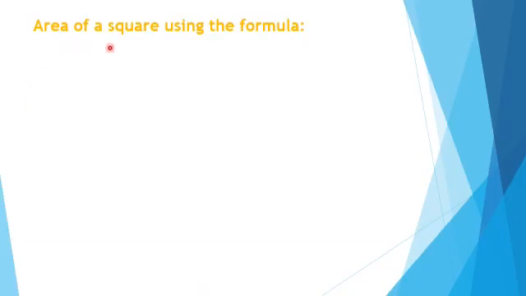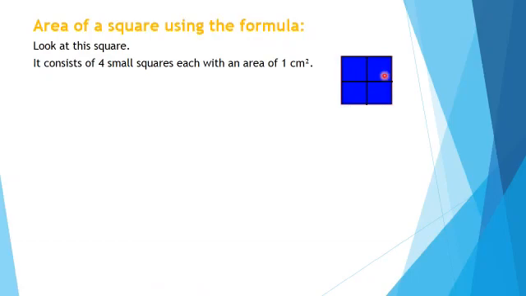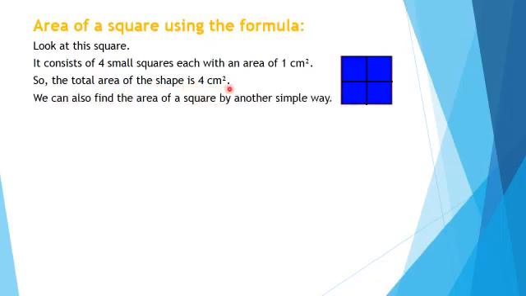Now area of a square using the formula. Look at this square. It consists of 4 small squares, each with an area of 1 centimeter square. So, the total area of the shape is 4 centimeter square.